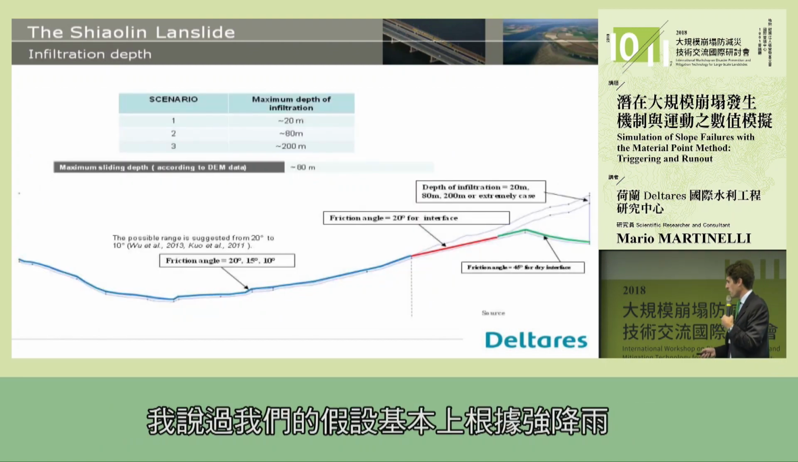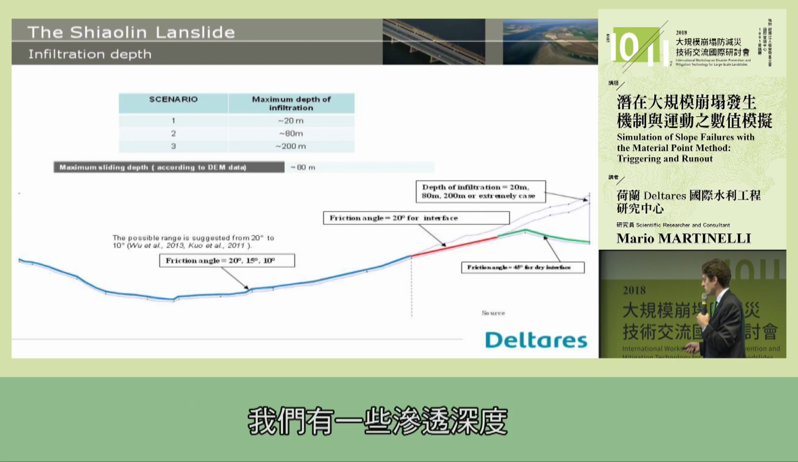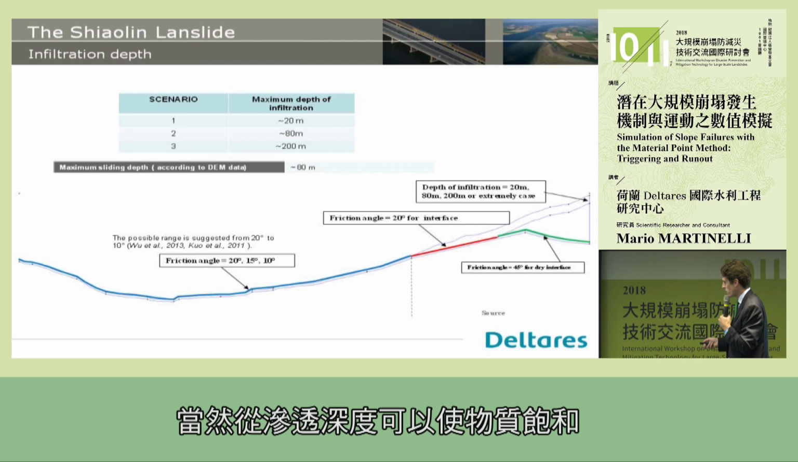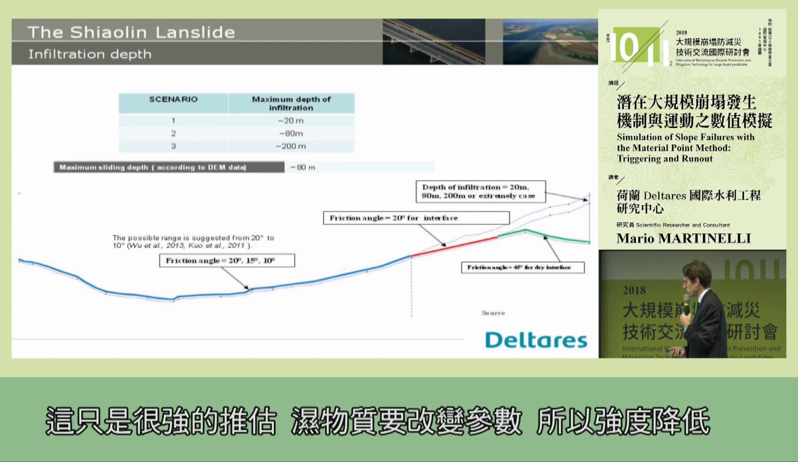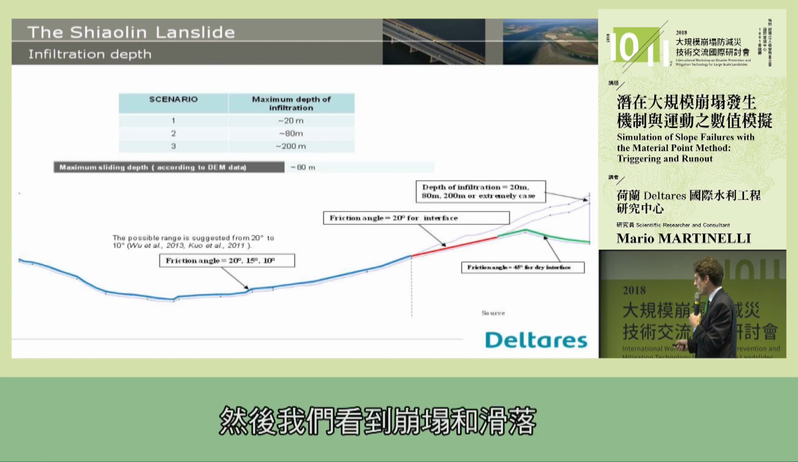Of course, as I said, there are some scenarios we made. The assumption is basically that for a heavy rainfall, we have some infiltration depth. And of course, the infiltration depth gets the material saturated. And of course, this is just a strong approximation. Then if the material gets wet, you change the soil parameters, so the strength decreases. And then, of course, we see the failure and the runout.